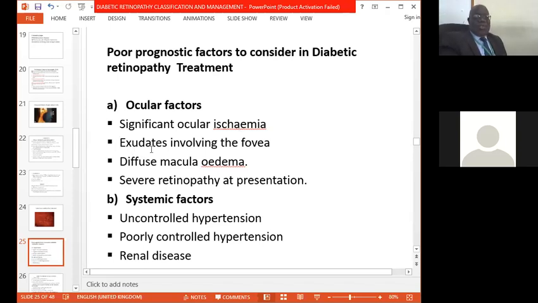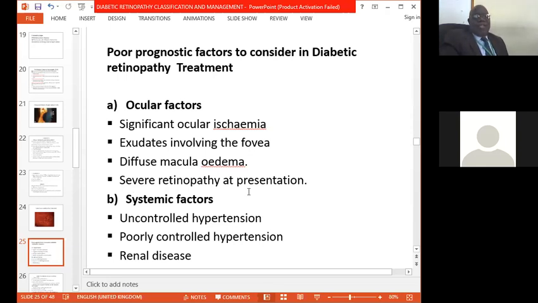Two, exudates involving the fovea. A lot of exudates on the fovea. You can treat, but to clear those might be very difficult. Three, diffuse macular edema. This may occur together with edema and exudates. So even if you subject them to fluorescein angiography and laser photocoagulation, it will not go. Because if you hit the macula itself, you are burning the macula, and the vision will go.